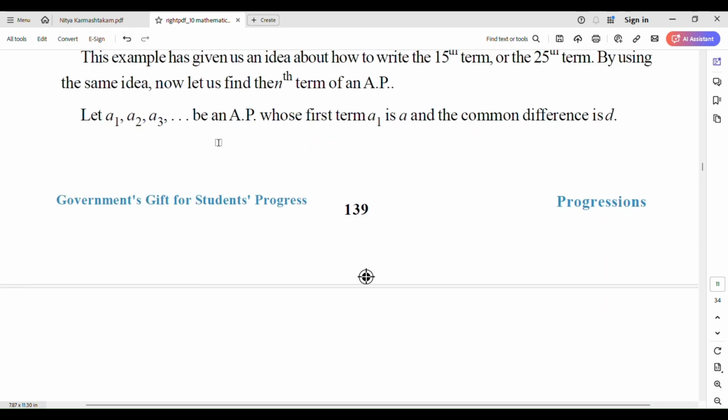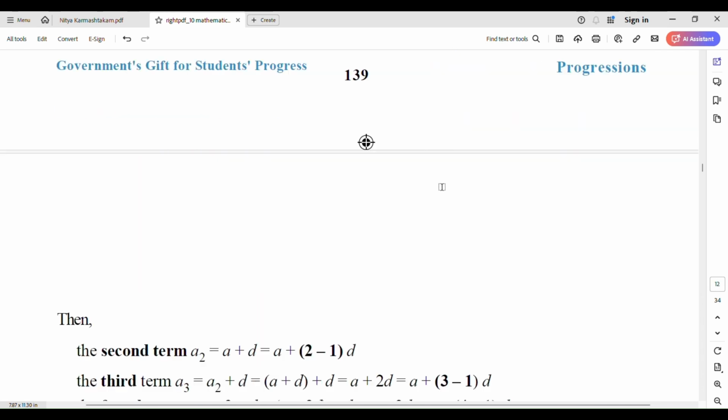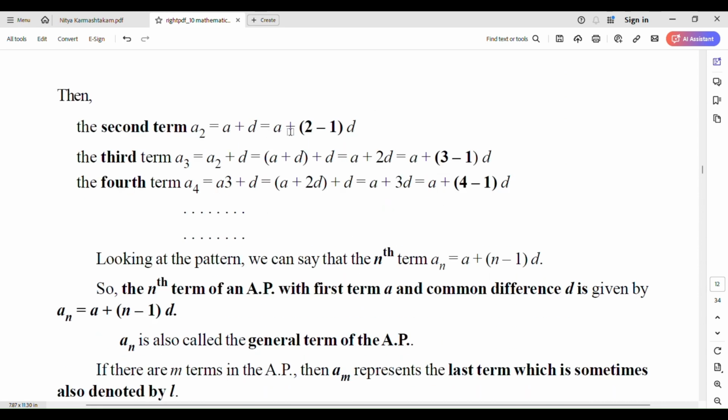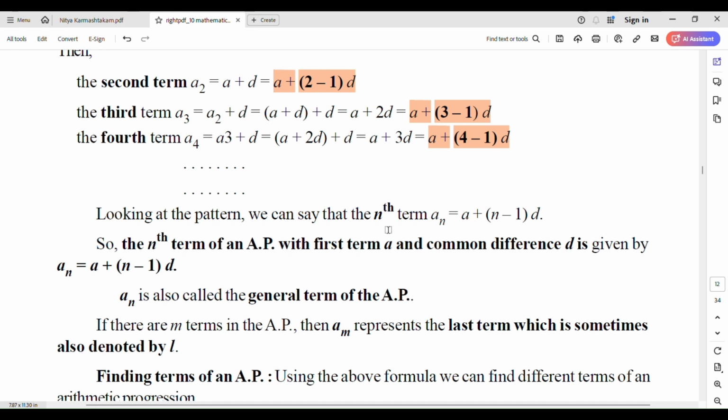So if a1, a2, a3 are in AP, whose first term a1 is a and common difference is d, okay, then the second term will become a plus 2 minus 1 into d, okay? Third term will become a plus 3 minus 1 into d. This is the second term, this is the third term, this is the fourth term, right? So similarly the nth term will become a plus n minus 1 into d, correct? So this is the equation. This is what we want to derive, the nth term basically.